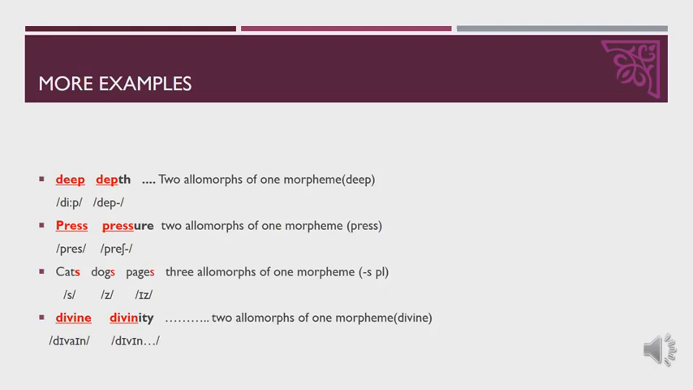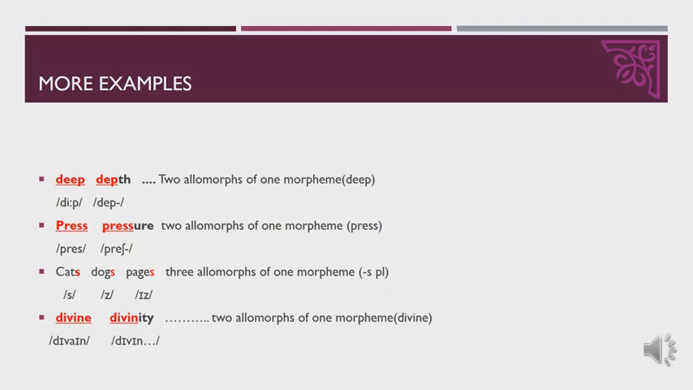So both of them are in complementary distribution. Both allomorphs, deep and depth, are in complementary distribution. How is that? We cannot say depth when we pronounce deep, and we cannot pronounce depth as deepth. Each one should be pronounced in its own position. Deep is pronounced as deep, not depth, and depth is pronounced as depth, not deepth. That is why these are the allomorphs of the same morpheme and they are in complementary distribution.